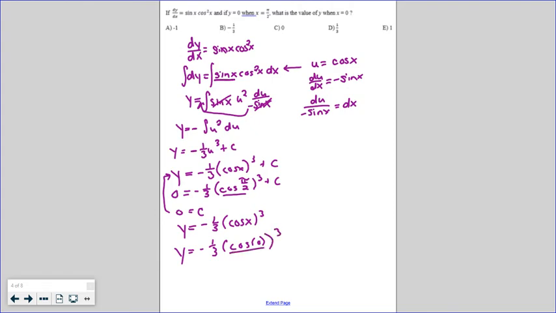Well, cosine of 0 is 1. Raised to the third is still 1. Times a negative 1/3 would be negative 1/3. So going back up to our answer options, that would be option B.